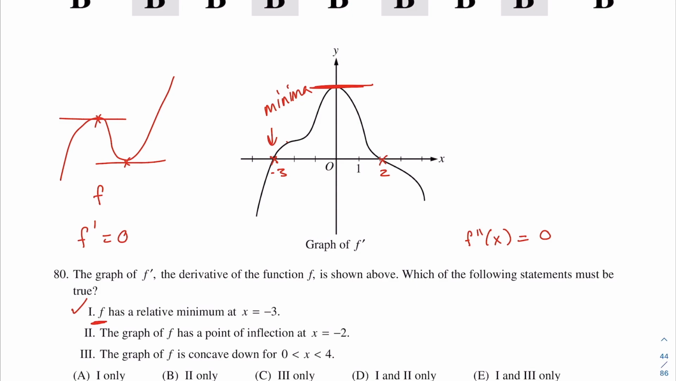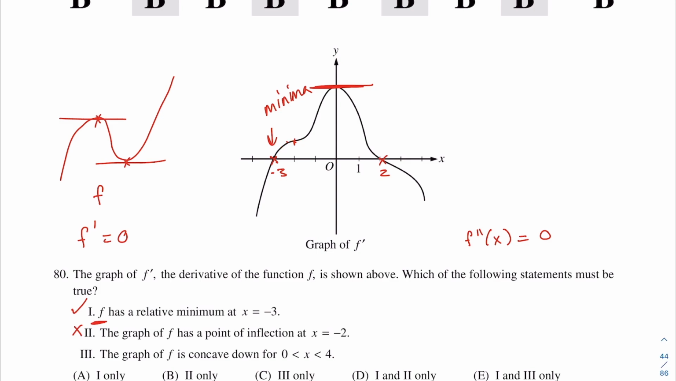So that tells us that this point here, x equals 0, is the only point of inflection, and statement 2 cannot be true. So there is not a point of inflection at x equals -2. Right? This is tempting, but it's not a point of inflection because the slope doesn't actually hit 0 and come down.